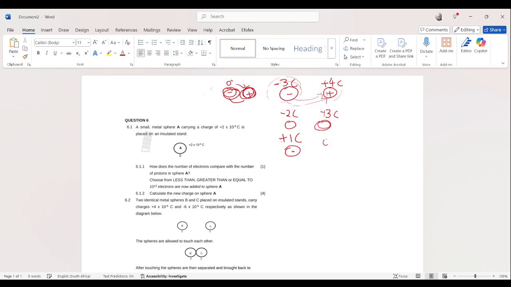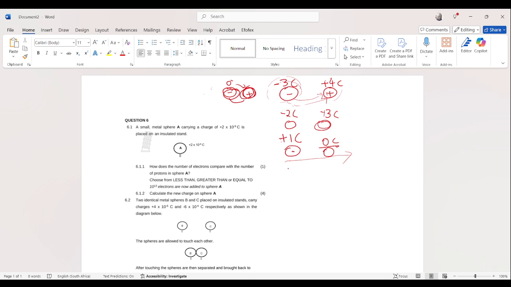Do you agree that it's going to be 0 coulomb? Because it's going to be plus 4 minus 4 from the electrons that moved in. Do you agree, Kuman? Yes, sir. Okay, unfortunately, again, the charges are not the same.